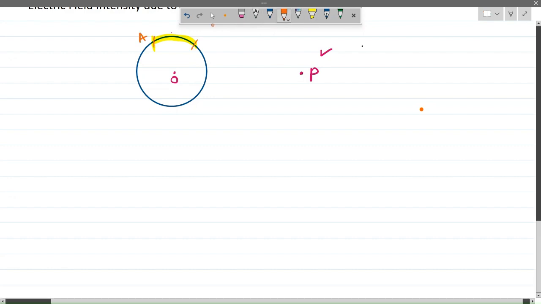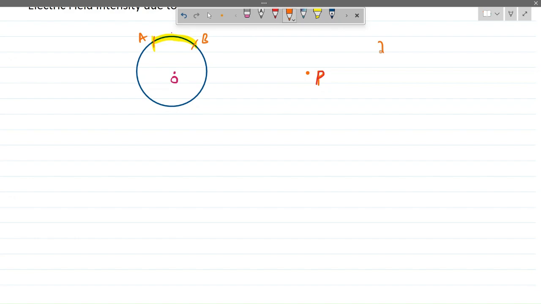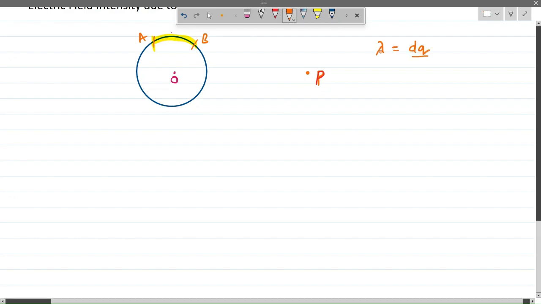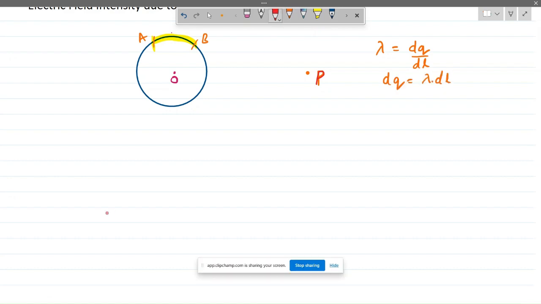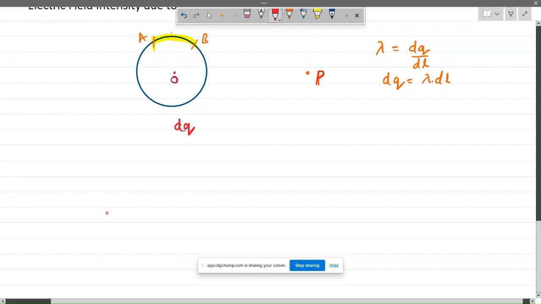Now let us consider an elemental strip AB. The charge distributed here is dq, the electric field intensity is dE, and its length is dl. We know the expression for linear charge density: lambda is equal to dq upon dl. So can we write dq is equal to lambda into dl? The differential charge on AB, dq, is equal to lambda into dl. We know that the electric field intensity due to AB is dE equals K into dq upon r square.